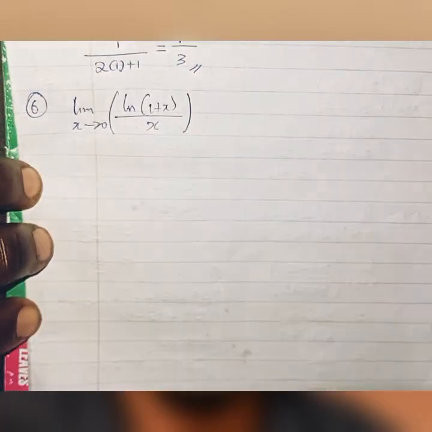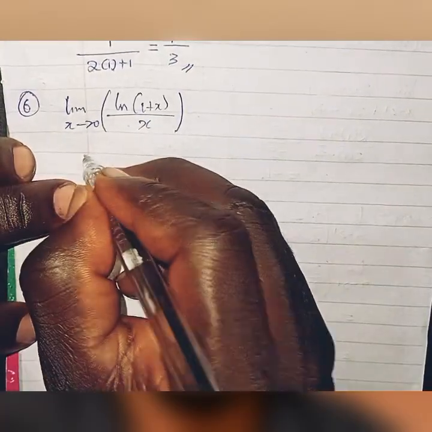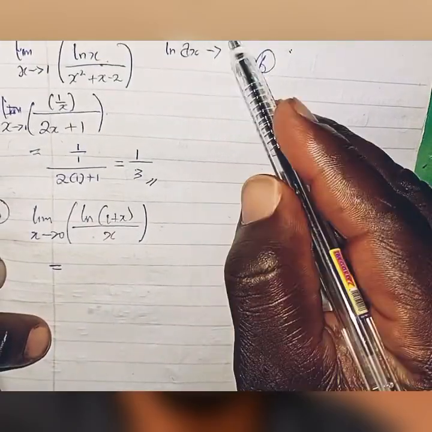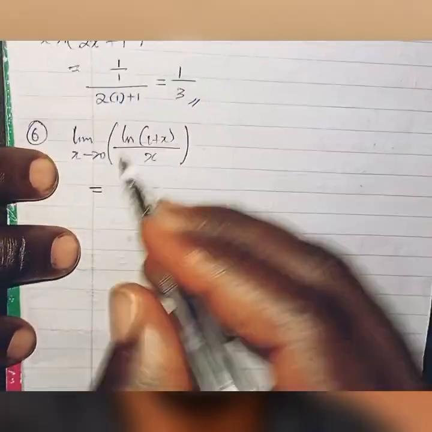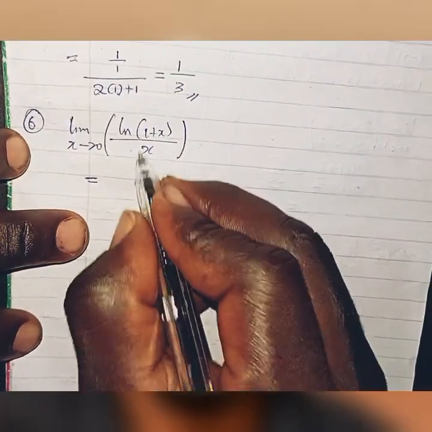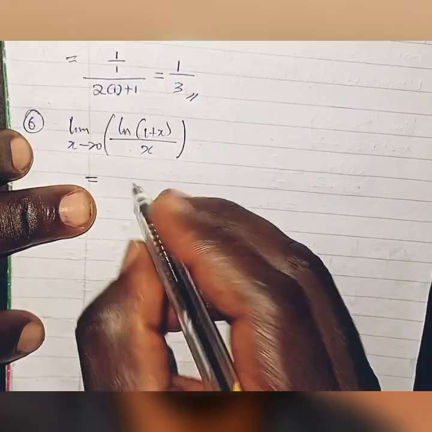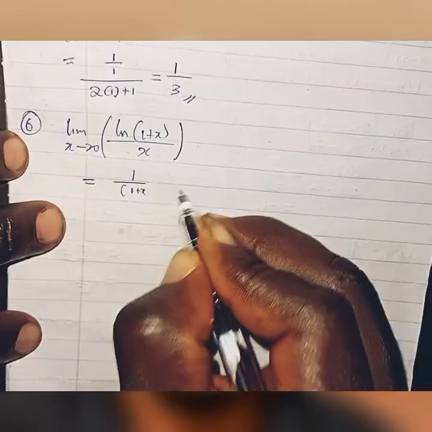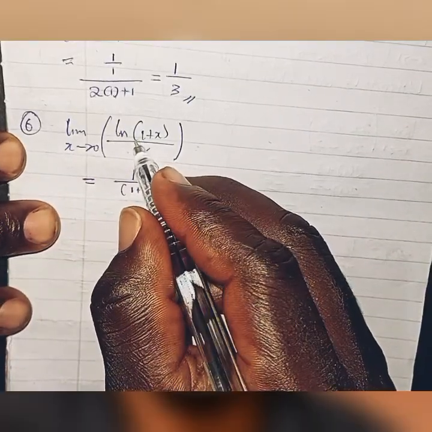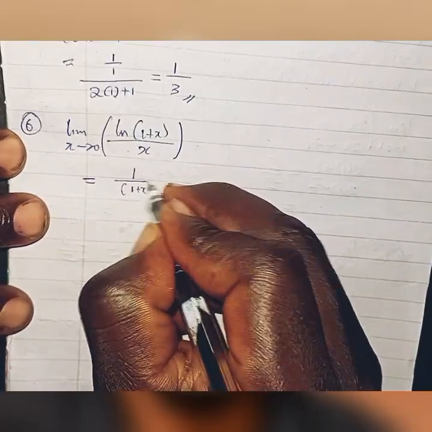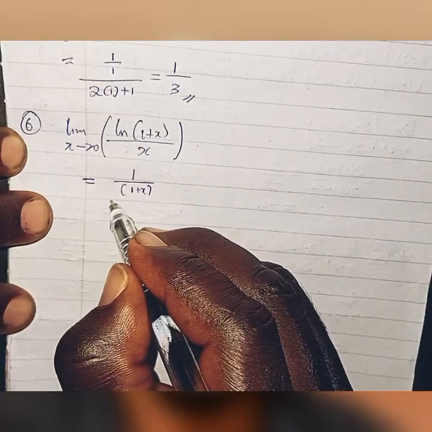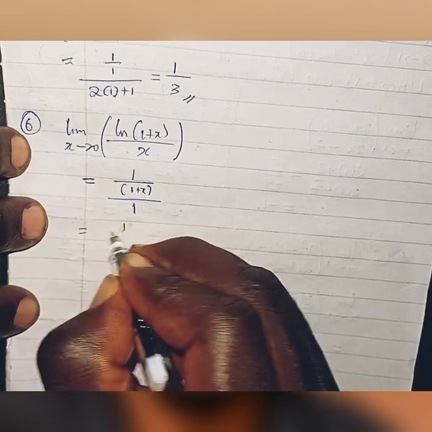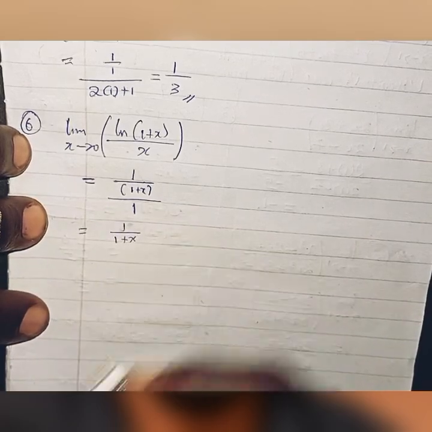Now this is our question. Remember, the derivative of ln x is 1 over x. When you have a question like this, the derivative of ln of what you have in brackets will be 1 over what you have in brackets. So if I differentiate ln(1 + x), it gives me 1 over 1 + x, and if I differentiate the lower one, it gives me 1. So I have 1 over 1 + x.